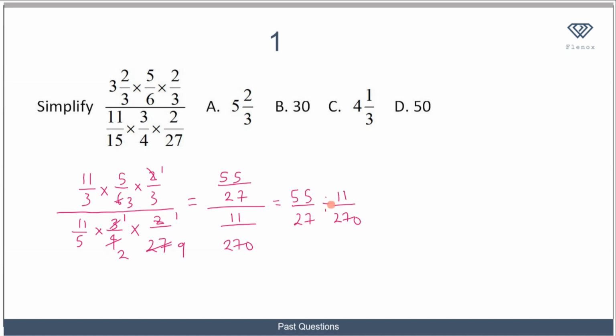And to change this divide to multiply, I just have to write out the reciprocal of this. So that will be equal to 55 over 27 times 270 over 11. 27 will go into 27 once and into 270 ten times. 11 will go into 11 once and into 55 five times. So I'm left with 5 times 10, which is equal to 50. So the answer is D. Now let's move on to the next question.